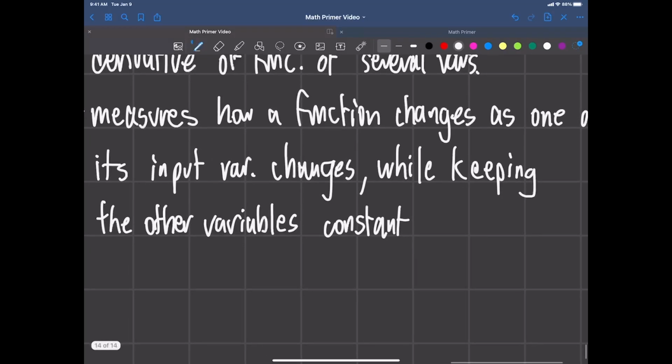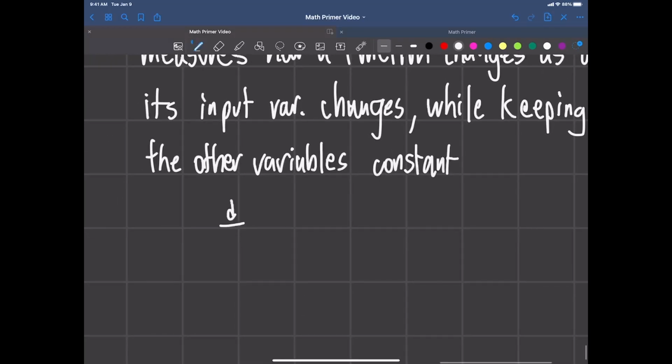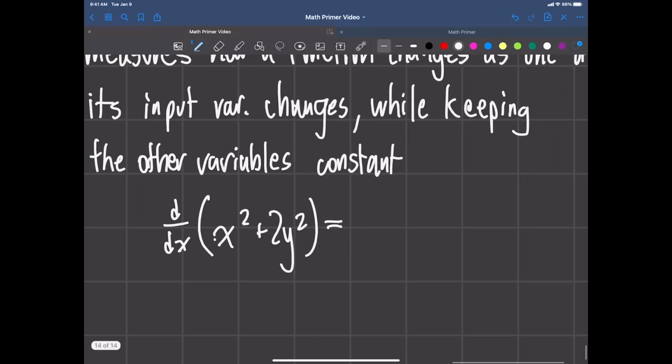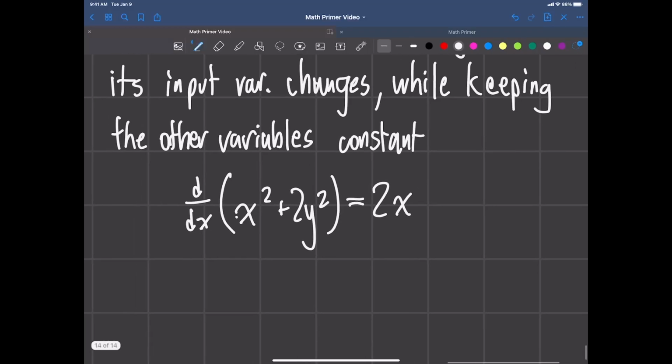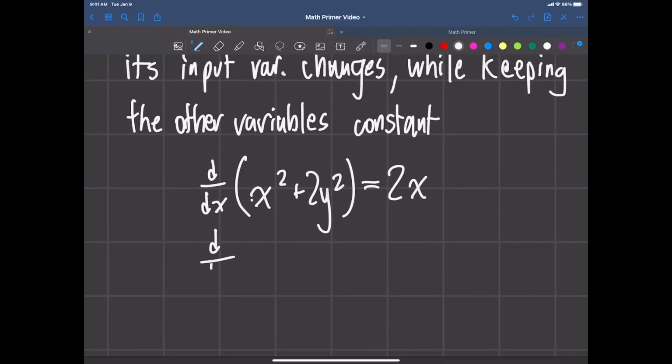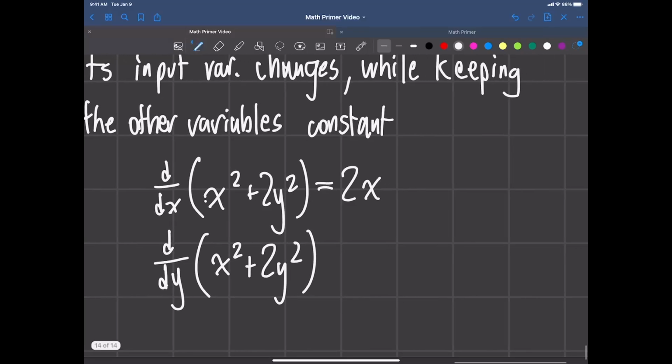So here's a quick example. The partial derivative of x squared plus 2y squared. We're finding the derivative with respect to x. So we treat y as a constant, and therefore the derivative is just 2x. And if we were to find the derivative with respect to y of the same expression, x squared plus 2y squared, it would be 4y because we're treating x squared as a constant.